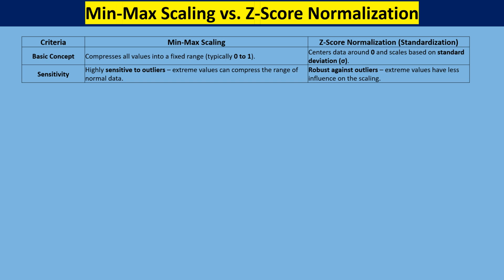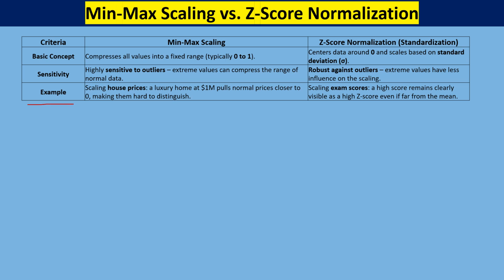Sensitivity: min-max is very sensitive to outliers. A single extreme value can squash the rest of the values into a tight cluster. In contrast, z-score is more robust and treats outliers more gracefully since it's based on the spread of data rather than fixed boundaries.